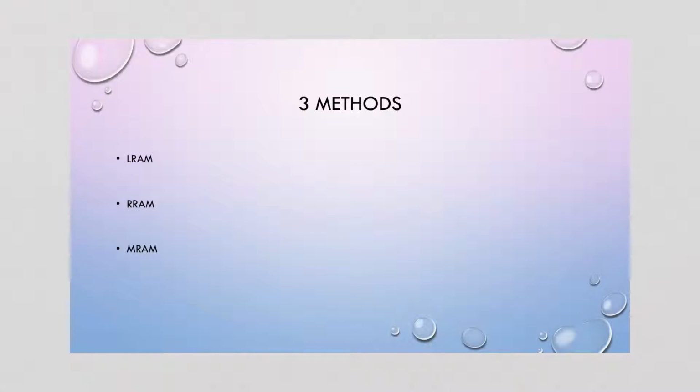There's three methods. There's the LRAM, RRAM, and MRAM. And L is for left, rectangular approximate left hand. R is right hand. And M is midpoint. Okay, and we will kind of talk about these and how they show up.